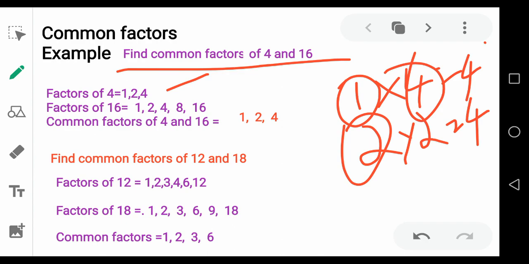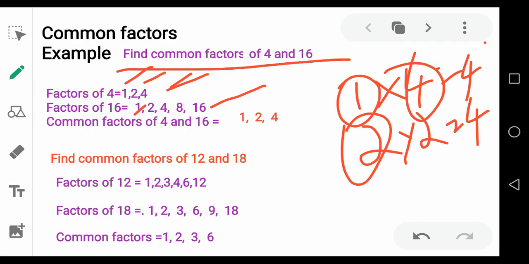Factors of 16 also the same way we have to write. So you can see these are the factors of 16. Now we have to select the factors which are common for both 4 and 16. So here you can see 1. 1 is here also. 1 is a factor of 4 and also it is a factor of 16. Then 2. 2 is also a factor of 4 and 16. Then comes 4. So 1, 2 and 4 are common for both.